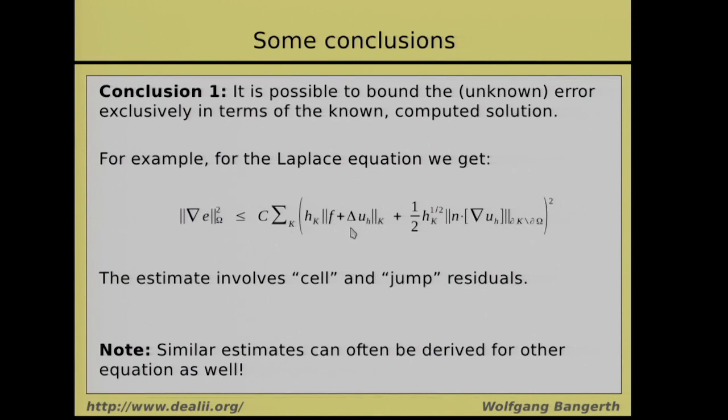So for the advection equation, for example, you would not have f plus Laplace u_h, but you would have something like f plus beta dot gradient u_h. And for the Stokes equation, you would have, let's say, f plus Laplace u_h minus gradient p, and then you would have another residual of the form divergence u_h, right? So all of the residuals of all of these equations would enter somewhere, and then typically you also have these jump terms there. Let's say every time you have a second order derivative in your equation, you're going to get a jump term. So we can do similar things for many other equations as well.